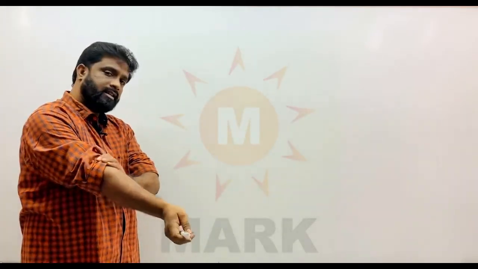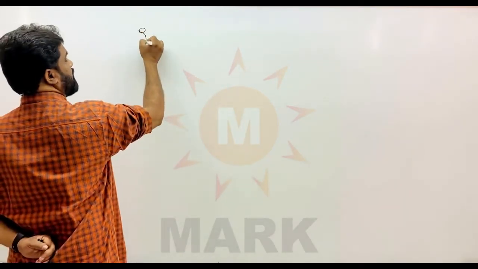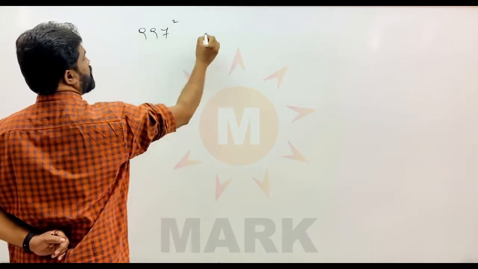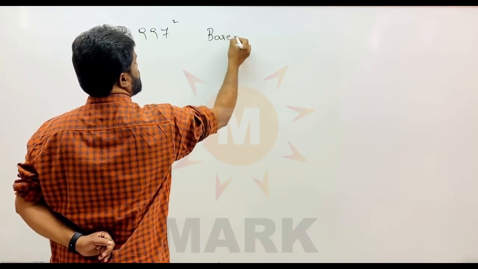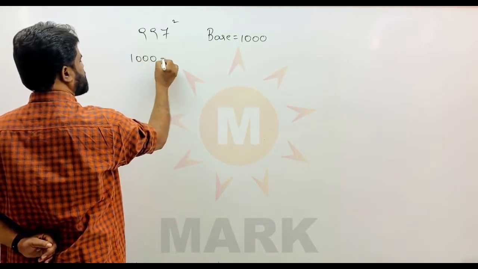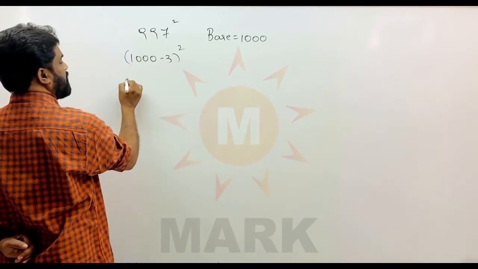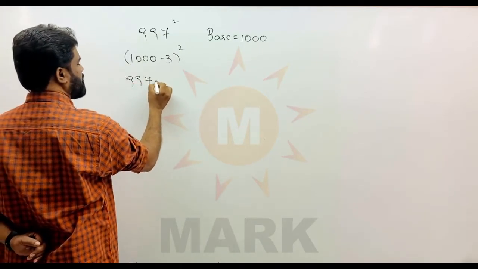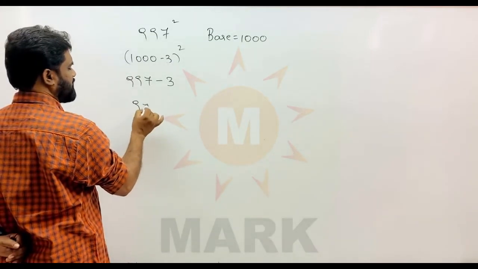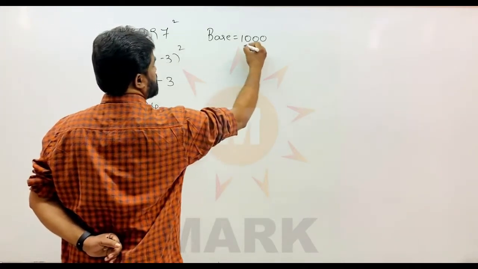Now I am extending this pattern to the upper neighborhood of 1000 also. Suppose, my dear friends, you need to find 997 whole square. So 997 whole square means the base is 1000, so it is 1000 minus 3 whole square. You have to write 997 minus 3 first, because the deficiency is 3. 997 minus 3 is 994. After that you have to give 3 slots because 3 zeros are there.